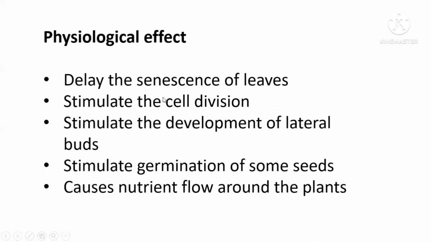Next, we will discuss the physiological effects of cytokinin. So the first thing is the delay in the senescence of the leaves. So what do you mean by this delay of the senescence of leaves? What do you mean by the senescence of leaves? Sometimes you might have seen that most plant leaves are green in color, and in some leaves of the plant we can see yellow in color.